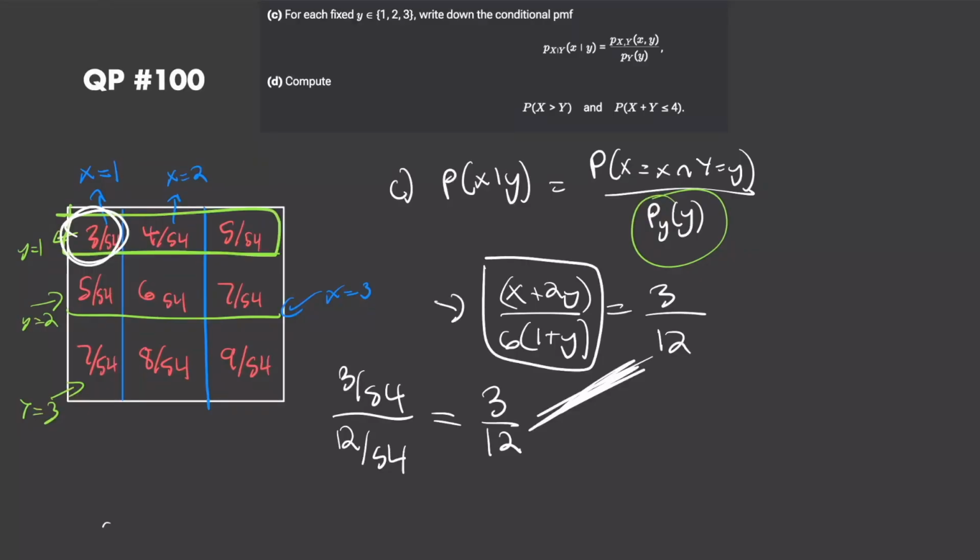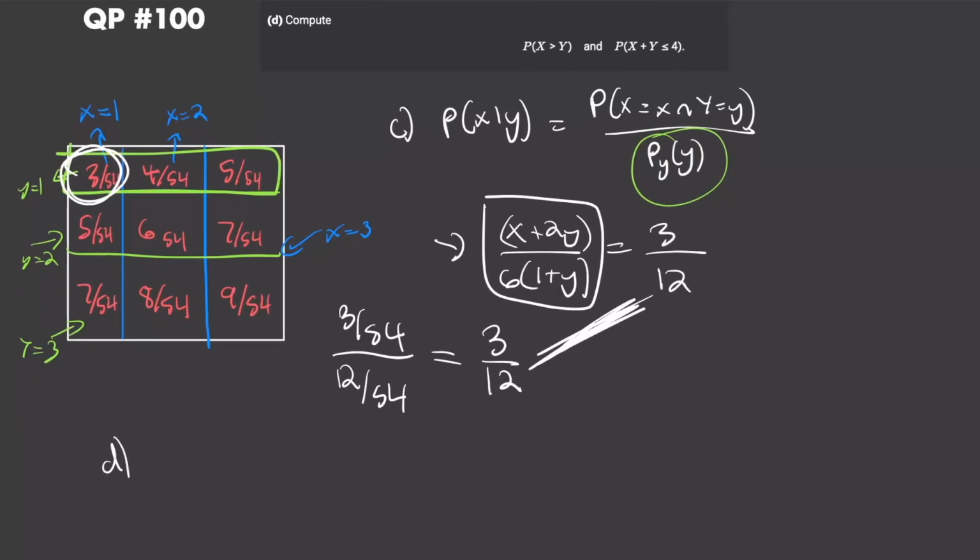Okay, so now for part D, this is going to be really simple, especially since we have this drawing now. First, what's the probability that x is greater than y? So where in here is x greater than y? We already have all the probability masses nicely mapped out. So right here we have x equals 2 and y equals 1. So yes, x is greater than y right here.